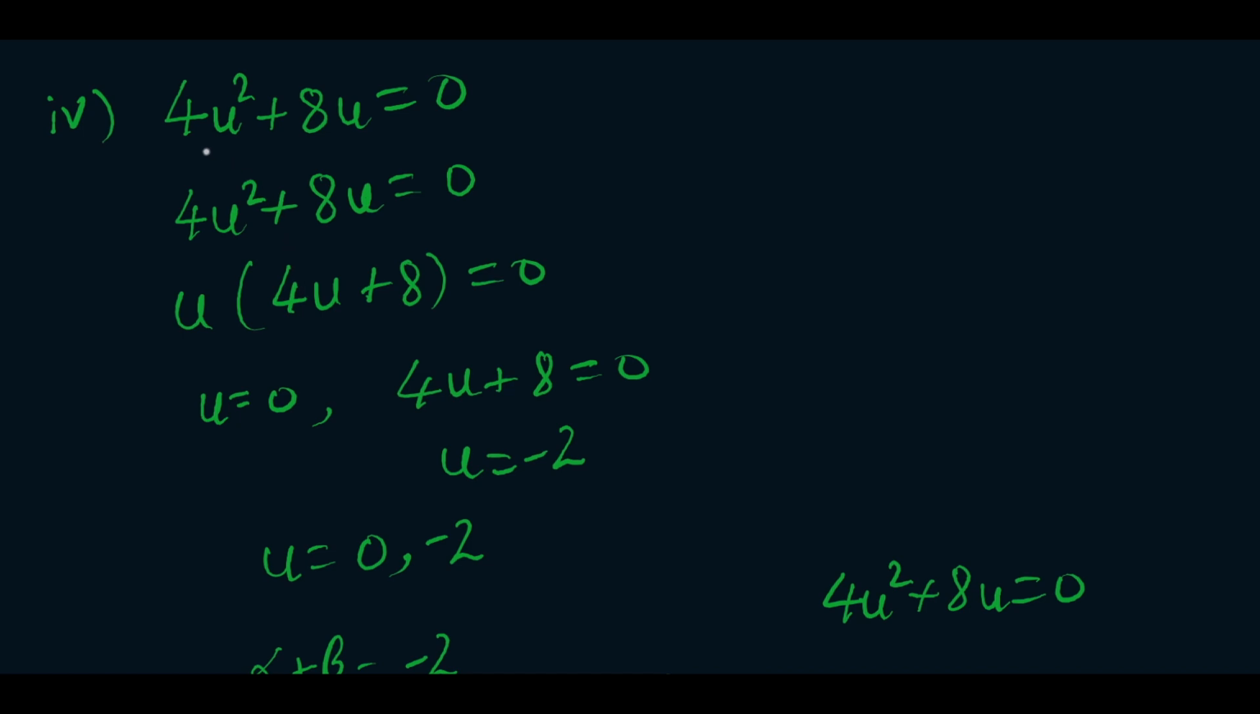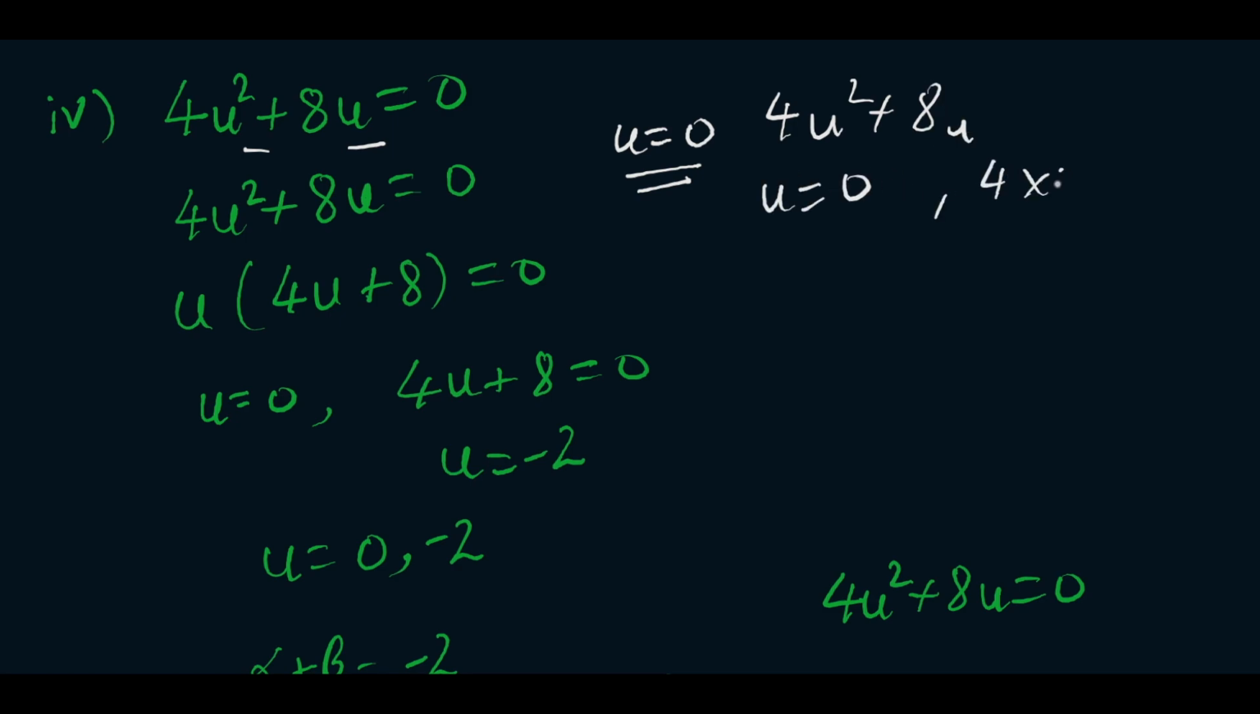Now our fourth question is 4u square plus 8u is 0. So one of the zeros is u equals to 0, that you can see. When you put u equals to 0, 4u square plus 8u becomes 4 multiplied by 0 plus 8 multiplied by 0, this is 0. So u equals to 0 is one of the roots. Now we need to find another root.